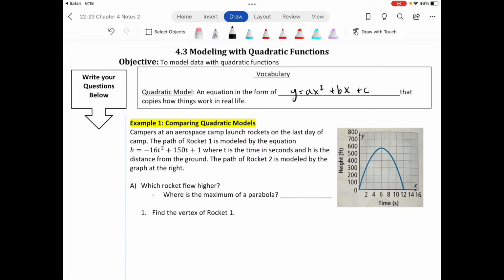We could also have the equation be in vertex form, but more often we're going to see it in standard form, hence the name standard form.